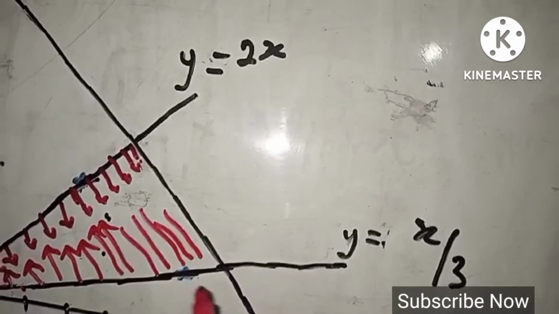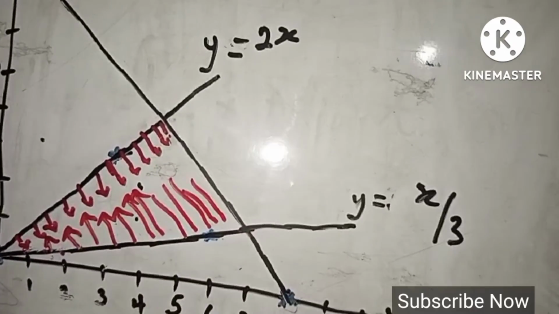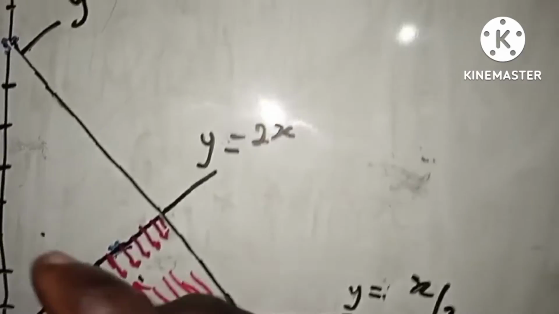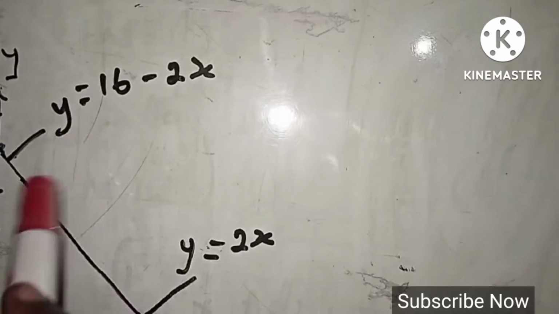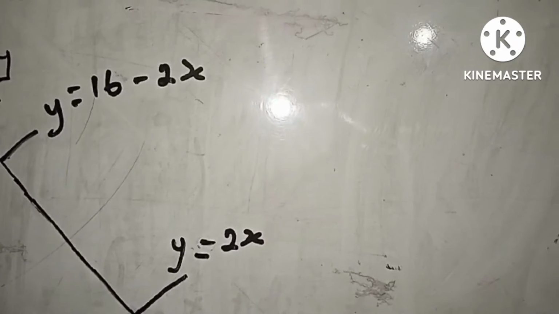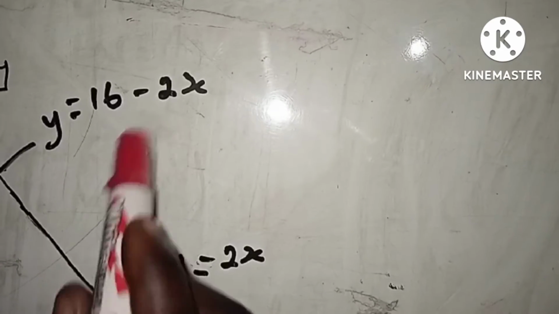Now we are left with the last one. So the last one is this inequality: y less than or equal to 6 minus x.